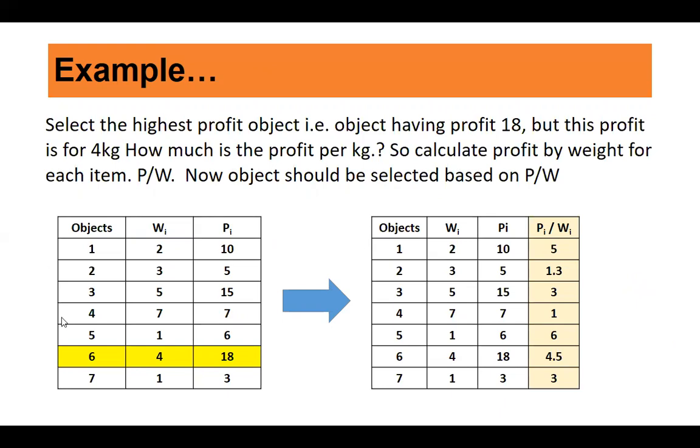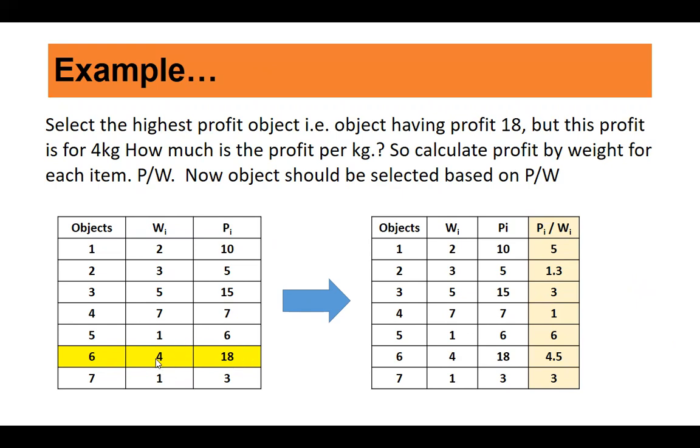So if you look at this table now, these are the objects, these are the weights of these objects, and this is the profit. So the highest profit object is 6, its profit is 18. But remember, the weight is 4. So what we need to calculate is the profit of object 6 per kg. Let us take the unit of weight as kgs. Object 6 gives you a profit of 18 for the weight of 4 kg.